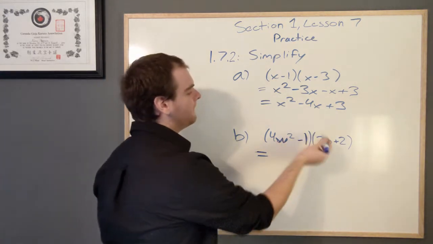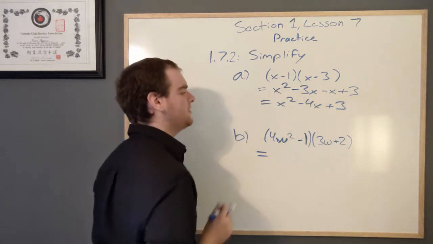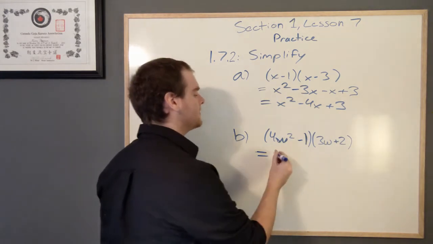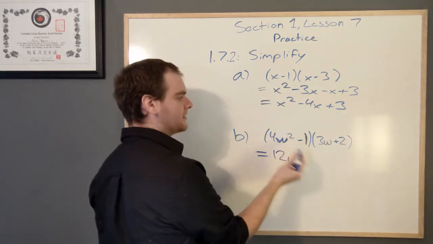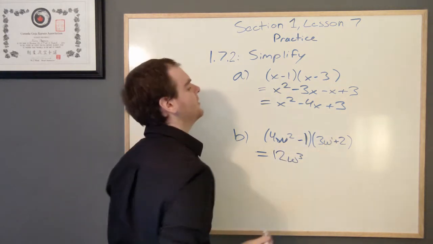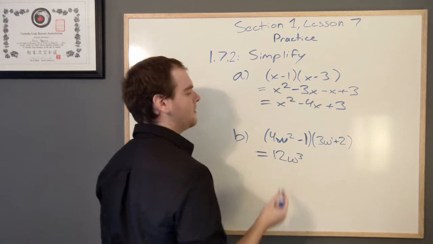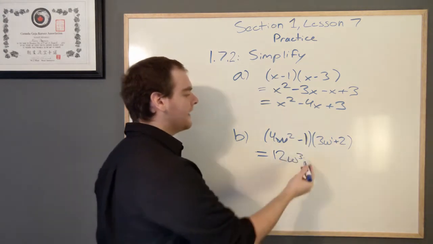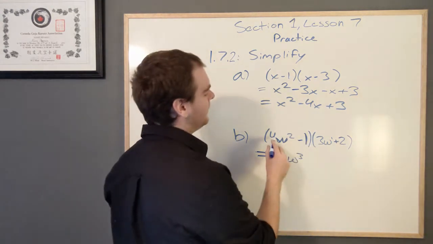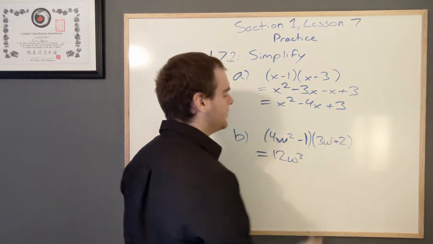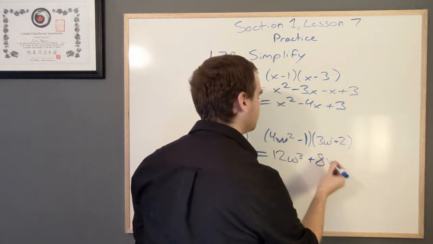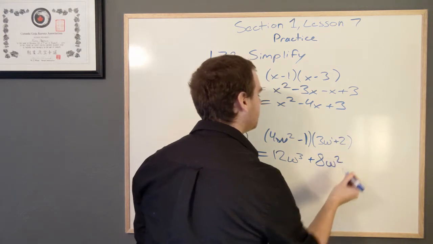First up, we multiply the first items together. 4w squared times 3w is 12w cubed. We get cubed because this is a square and this has an imaginary 1. So we add the exponents, we get 2 plus 1, and that gives us the 3. Now we do the outer items. 4w squared times positive 2 gives us positive 8w squared.